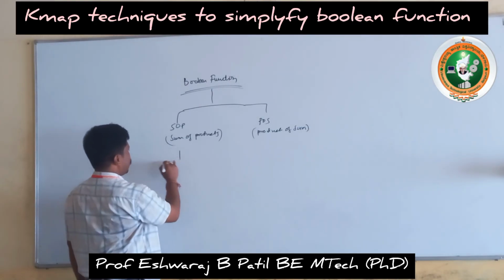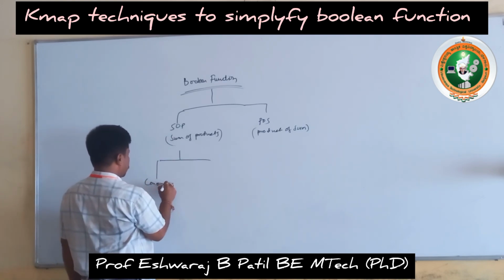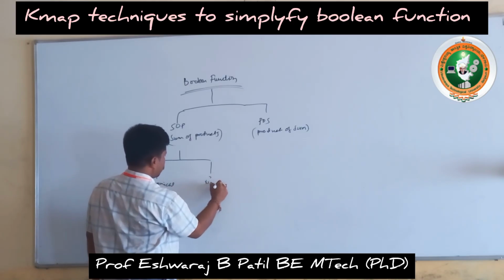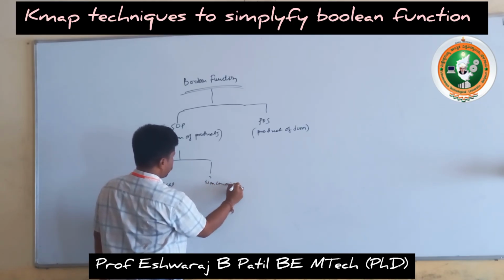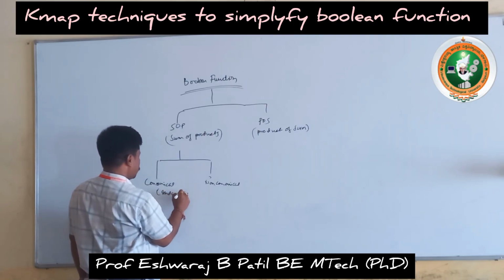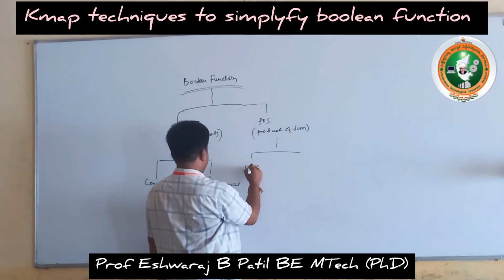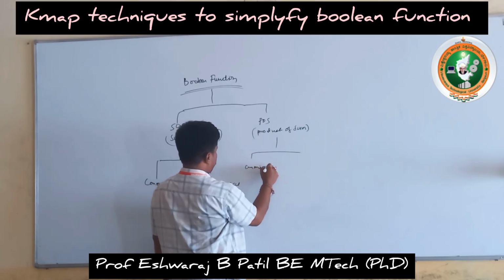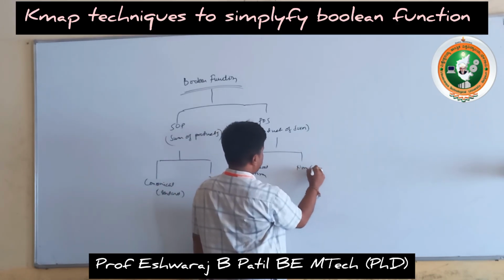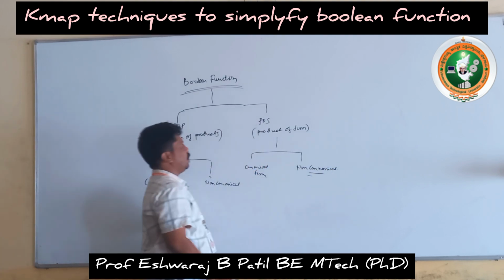In that, we have two more types. One is called the canonical, this is the non-canonical. This canonical is called the standard form. Similarly, in this also we have two types of Boolean function: the canonical form, and another one, the non-canonical form of the Boolean function.